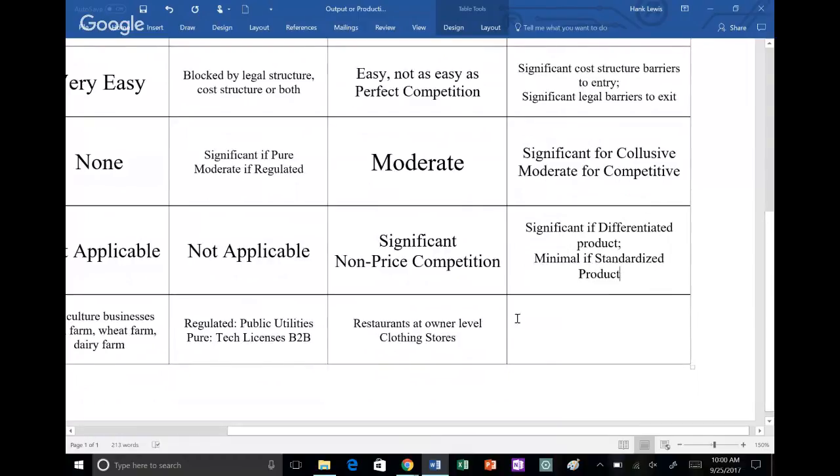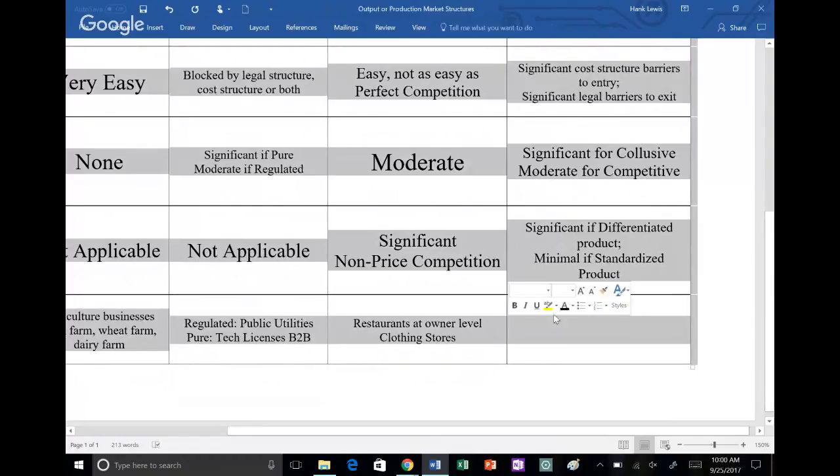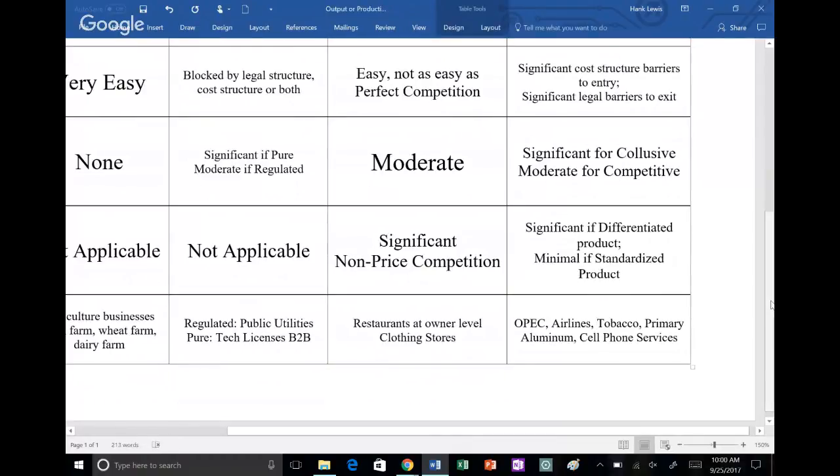And then last but not least, I have already mentioned several examples here. OPEC is a cartel that produces a standardized product called crude oil. The airlines offer a differentiated service, and there's been evidence of past collusion. Cigarettes are a differentiated product, but again, there's been evidence of past collusion. Primary aluminum and cell phone services are more standardized products, so cell phones have some degree of differentiation, but they are going to be competitive as opposed to collusive.